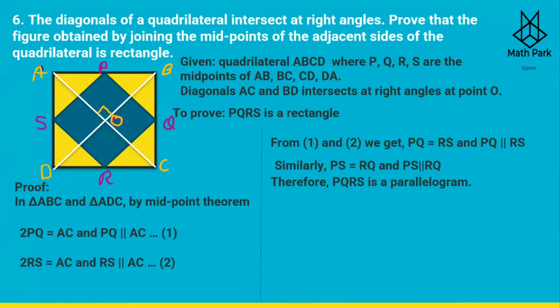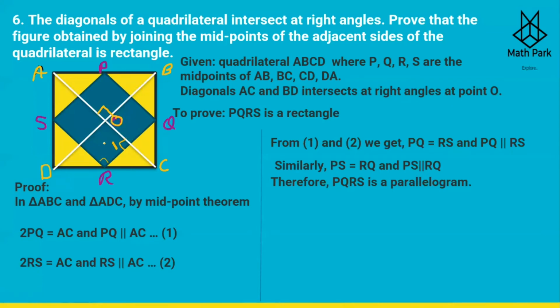Now the target is to prove it is a rectangle. So children, for proving a parallelogram to be a rectangle, we just have to prove one angle of the parallelogram as a right angle. Why? Because in a parallelogram, we know that opposite angles are equal. So if this is going to be 90 degree, the other, P, is also going to be 90 degree.